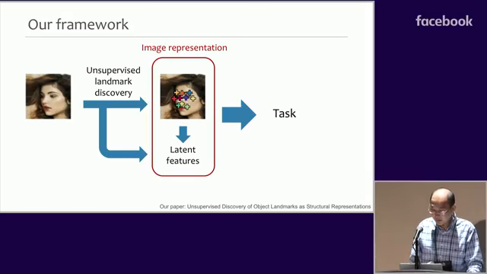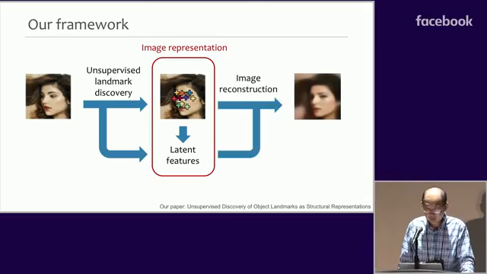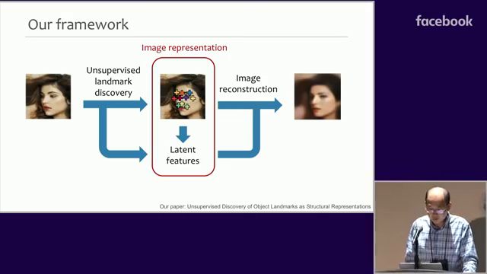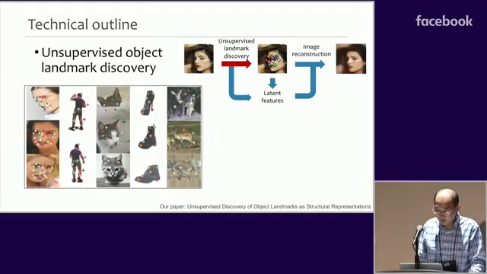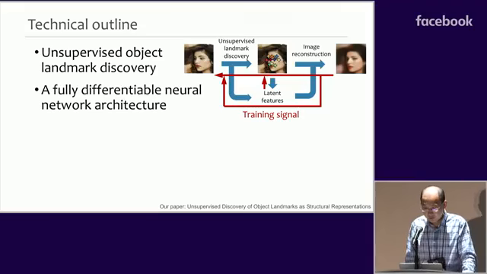Taking the representation as an intermediate step of a bigger pipeline, we can optimize the landmarks and latent features for a downstream task. Particularly for unsupervised learning, we take the image reconstruction as a generic driving force to learn the representation. This leads to an autoencoder framework. Under this framework, we address the challenging problem of unsupervised object landmark discovery and make our model work for different object categories. The whole framework is realized by a fully differentiable neural network.